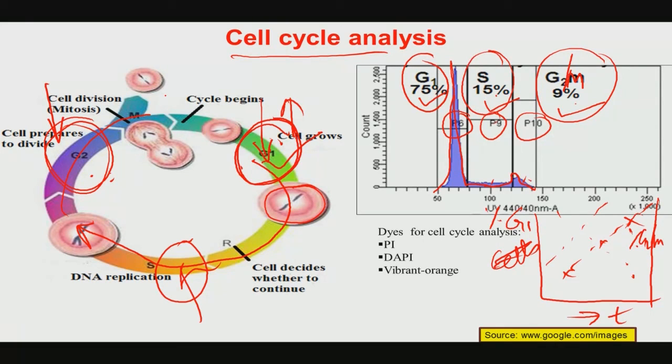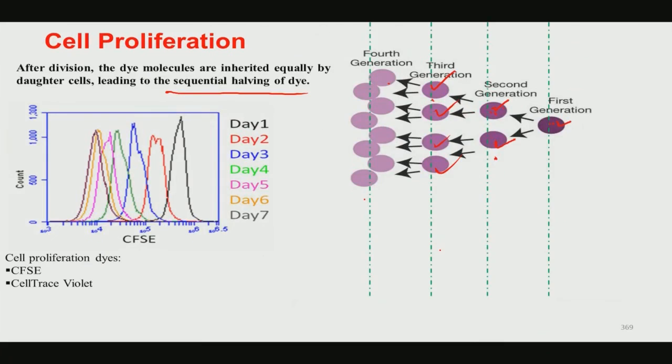Now, there are different dyes which are used for cell cycle analysis, which are mentioned here: PI, propidium iodide. I mentioned in the last slide that PI is impermeable to live cells. Now, DAPI I have mentioned in some of the earlier modules. DAPI is the fluorescent dye which directly intercalates with the DNA of the cells. And then the third one is Vybrant Orange. So, all three dyes are used for different purposes to quantify the cell cycle analysis.